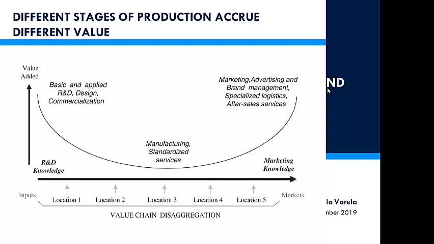And you see that at the very beginning of the production process, when you do basic and applied design, when you do research and development, you accrue a lot of value. Those activities have a lot of value that you can obtain from it. Then, when you get into the manufacturing, the parts and the components that are standardized, then you accrue less value, right? Anyone can do that, right? But not everyone can do the research and development because that takes knowledge. And then there's closer to final demand, the marketing, advertising, brand management, all of that also accrues value.